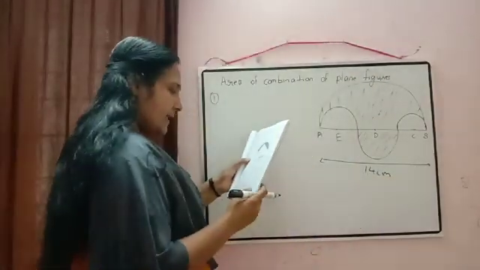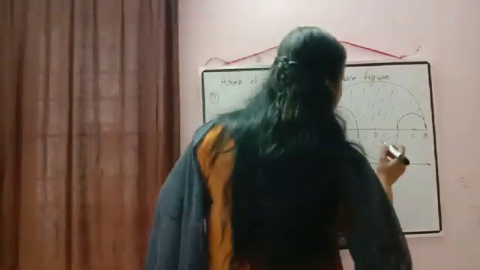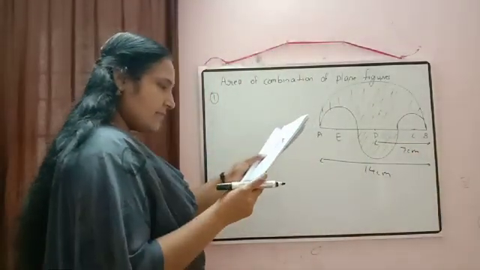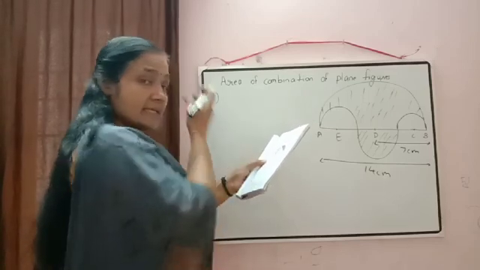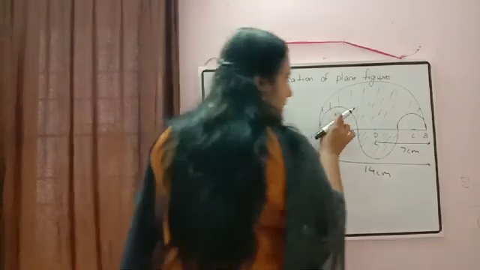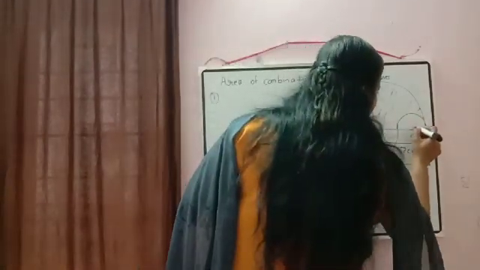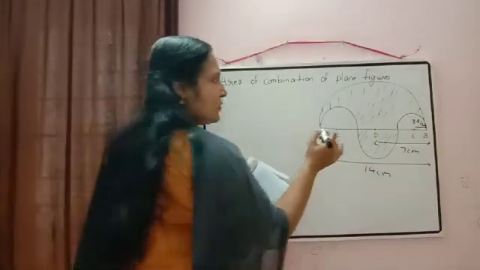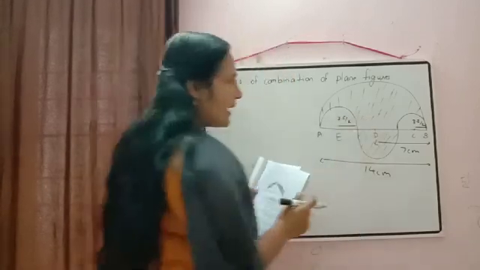So what will be the radius? Radius will be equal to 7 centimeter. And then what is given? The diameter of the smallest is 3.5 centimeter. These two are equal there. So its radius will be equal to 3.5 by 2. In the same way, its radius will be equal to 3.5 by 2.